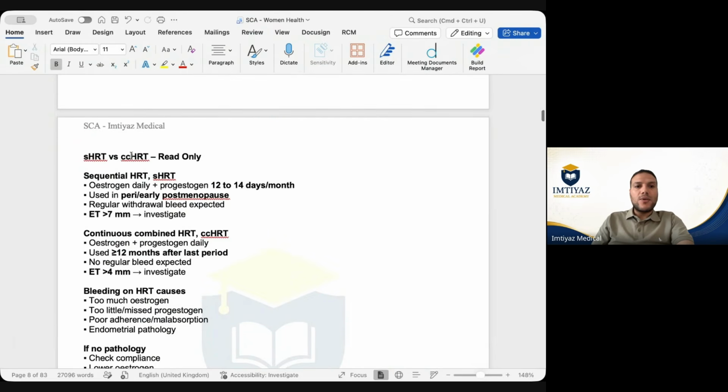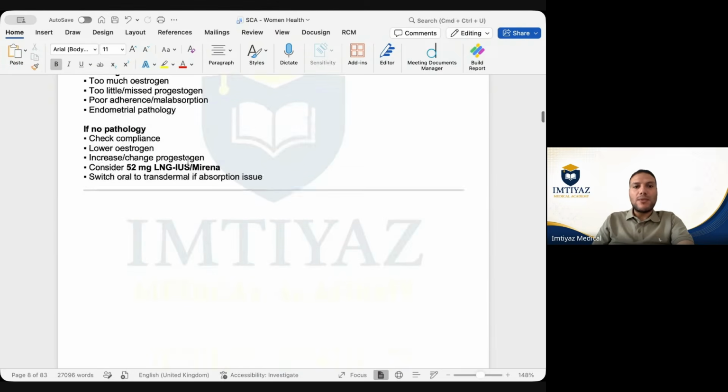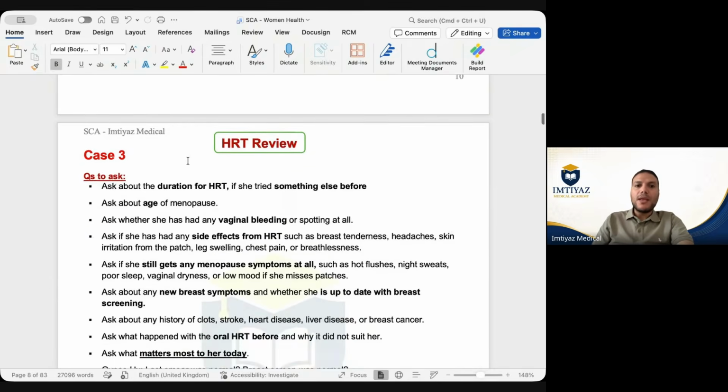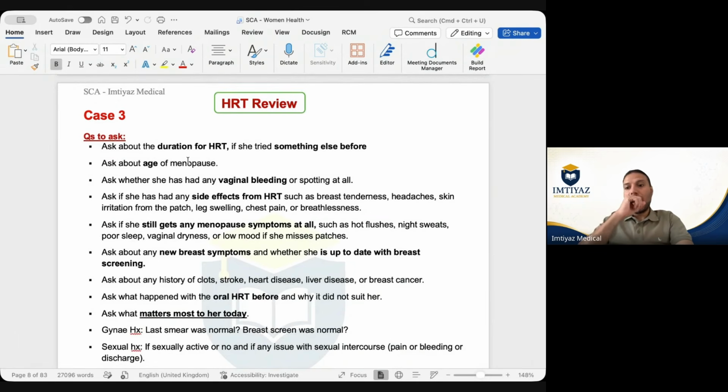Then you can read here some information for you as well about sequential and continuous combined, by explaining to you what is the difference between them. Then HRT review. I give you a very important fact. The fact is, there is no upper age limit for the HRT.